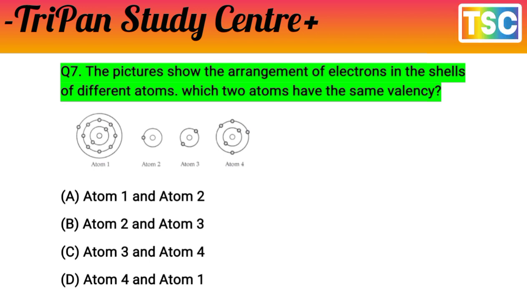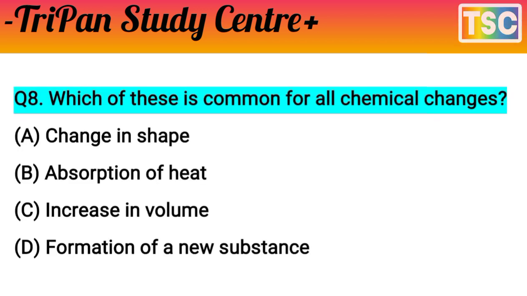And let's see the next question on your screen. Which of these is common for all chemical changes? You know that. Question understood? Which of these is common for all chemical changes? Option A, change in shape. Option B, absorption of heat. Option C, increase in volume. And D is the formation of a new substance.